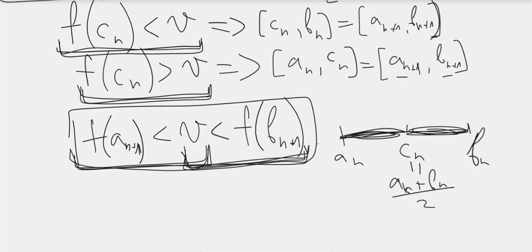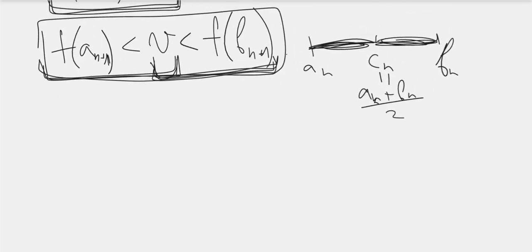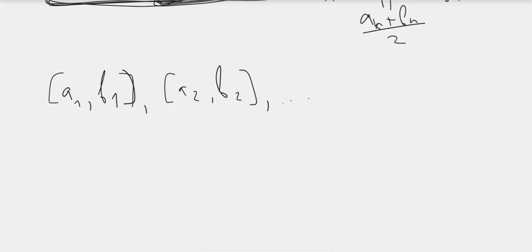So basically with this construction we get a sequence of intervals: a1, b1, a2, b2, and so on, an, bn, and so on to infinity.